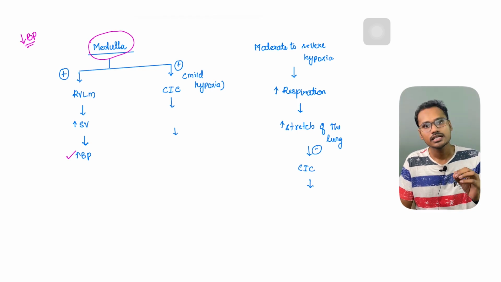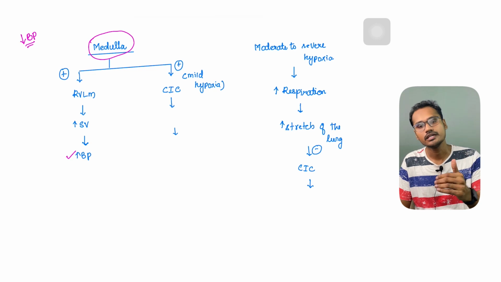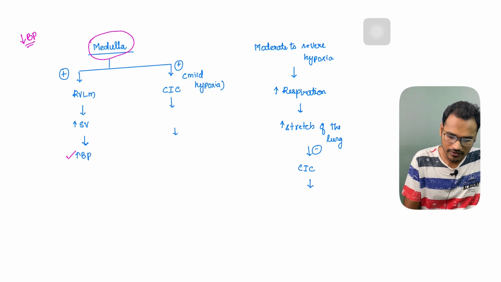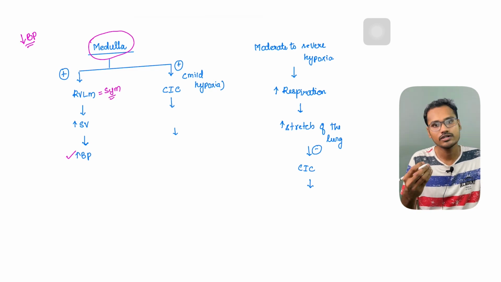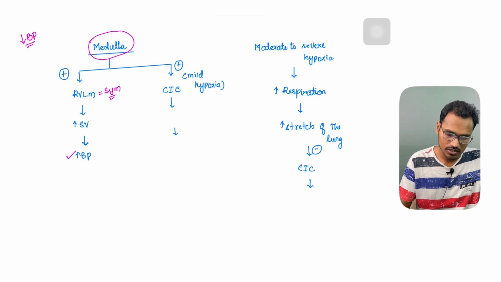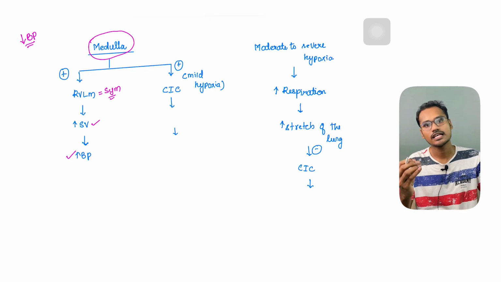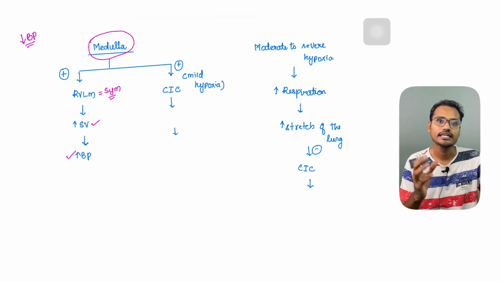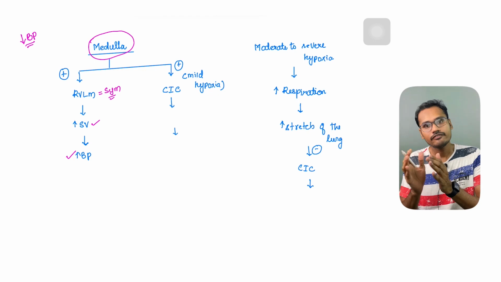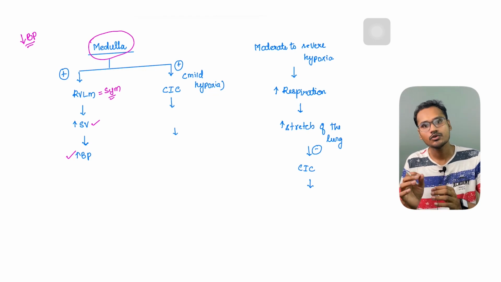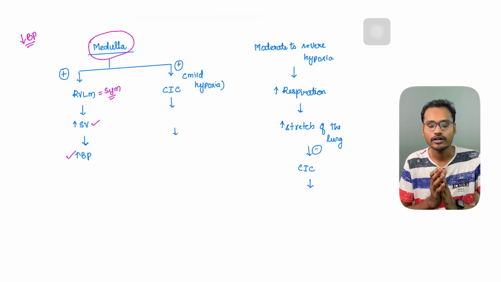How does it do this? It directly stimulates the center called RVLM. In the baroreceptor video, we saw RVLM is nothing but the sympathetic system. So when the sympathetic system is activated, it causes an increase in the stroke volume as well as vasoconstriction in the vessels and an increase in blood pressure. But the effect on the heart rate is going to vary depending upon the type of hypoxia.